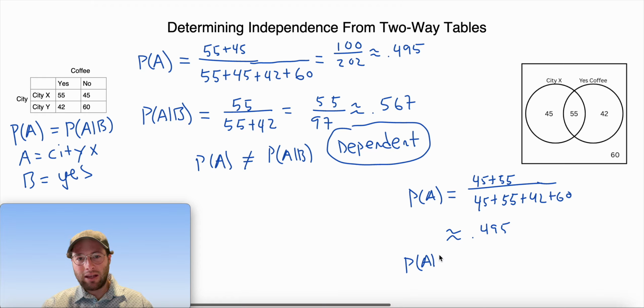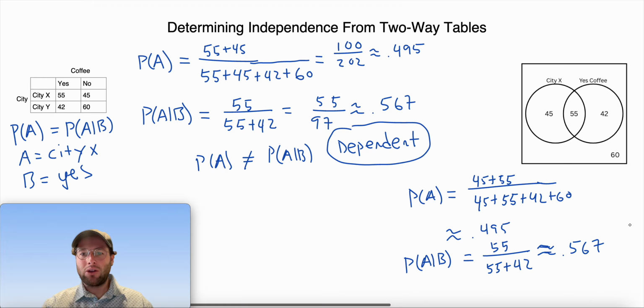And then now we want to do the probability of living in city X given that you drink coffee. And that's going to be, well, if you live in city X and you drink coffee, there's 55 here. So living in city X and drinking coffee over the total amount that drink coffee, 55 plus 42. And that we can notice is the same thing we had over here. And we know that that's going to come out to approximately 0.567. So again, we can see that because these two are not equal, they are dependent.